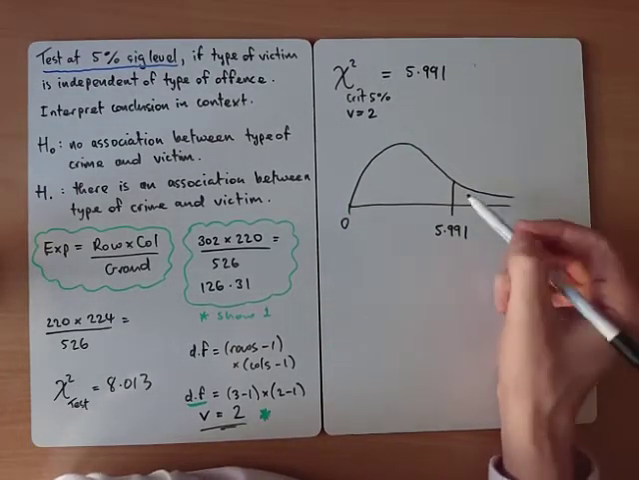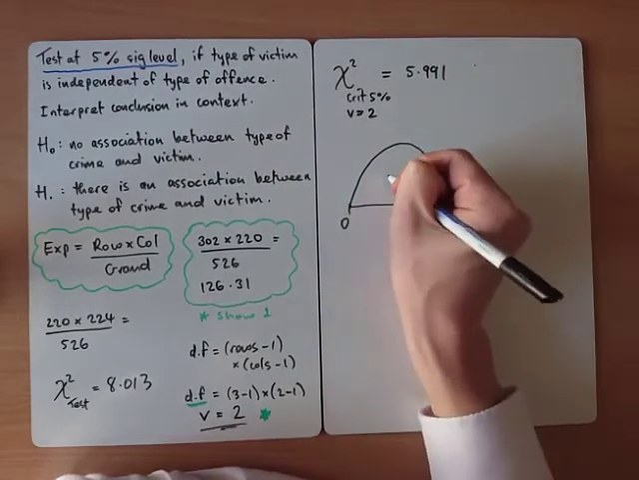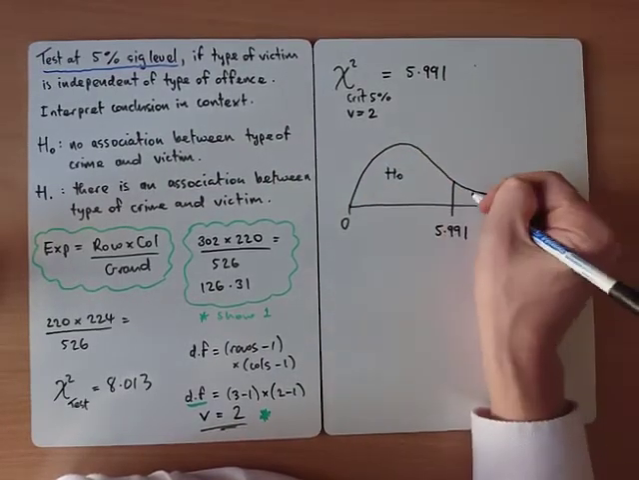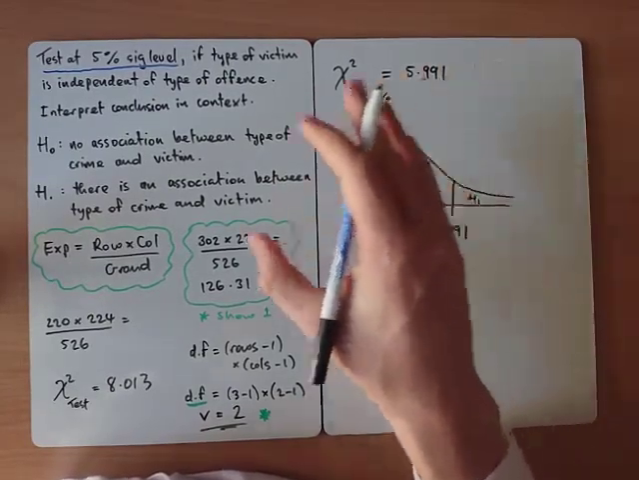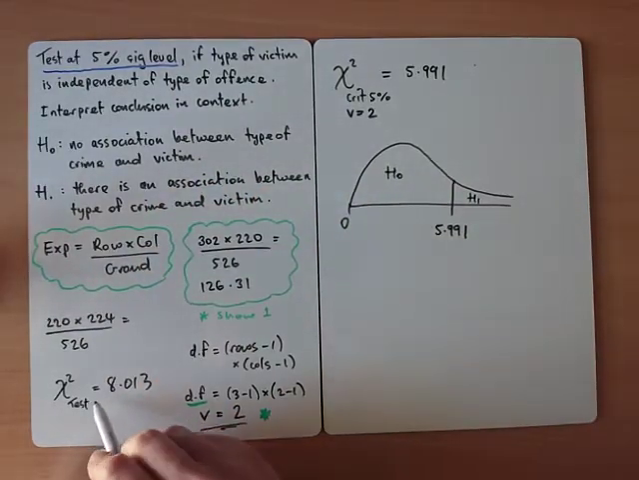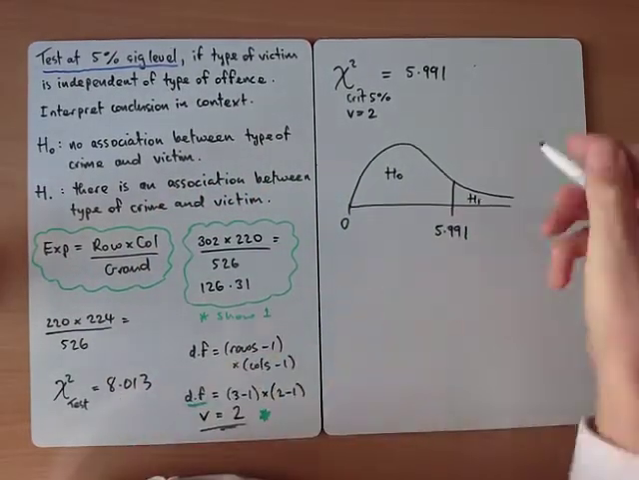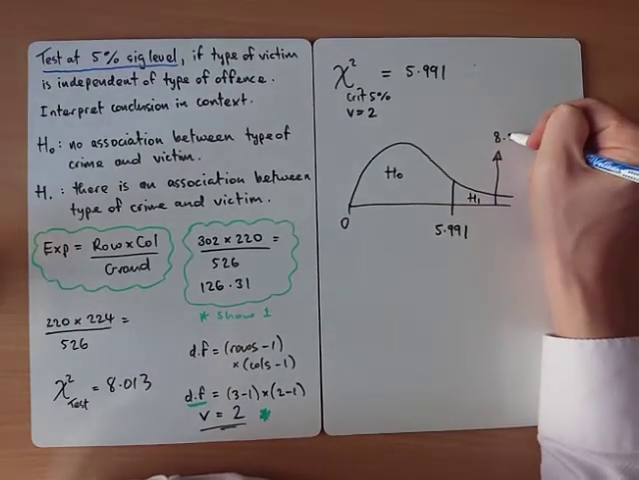So what this critical value does is it separates into H0 and H1. Now we look at what actually happened in our question. And what actually happened in our question was the value that we got was 8.013.